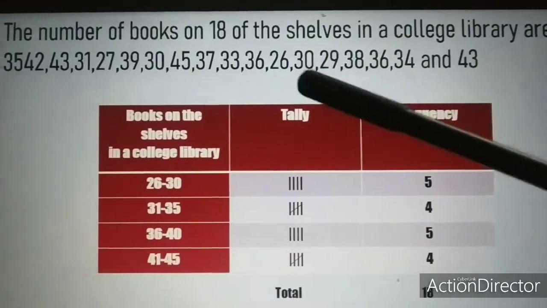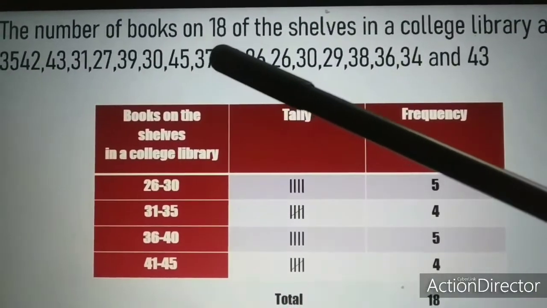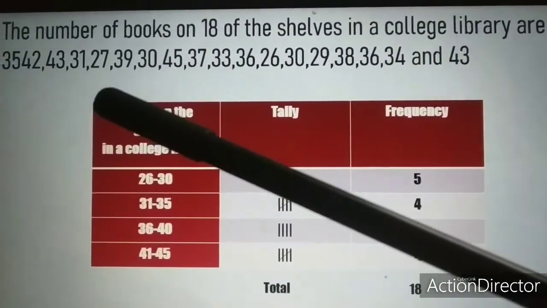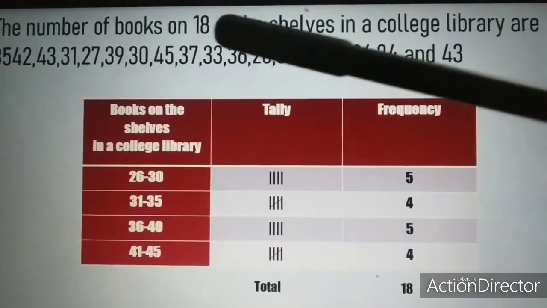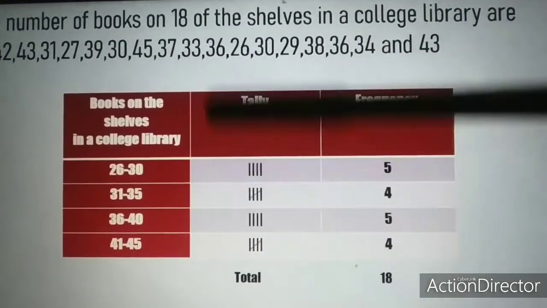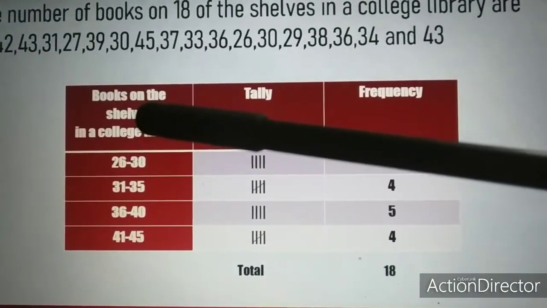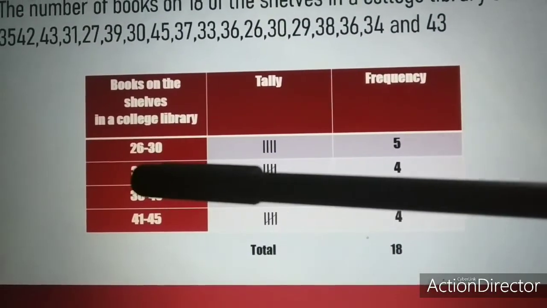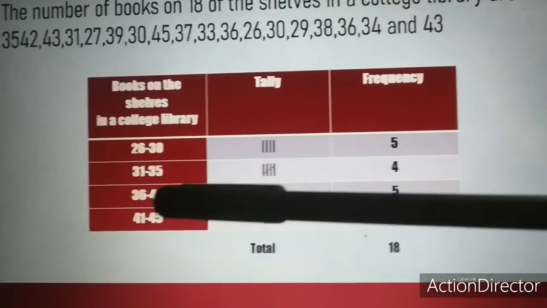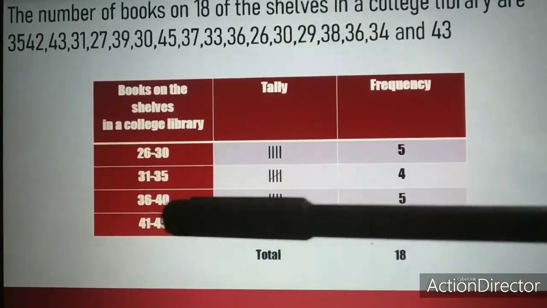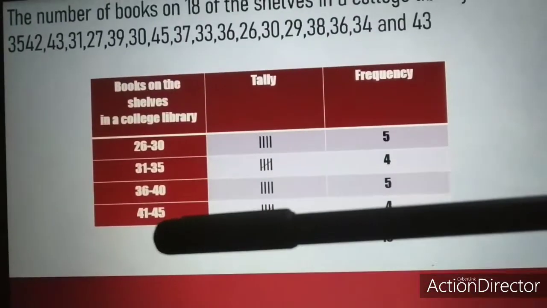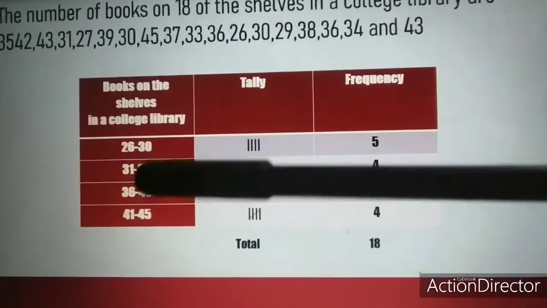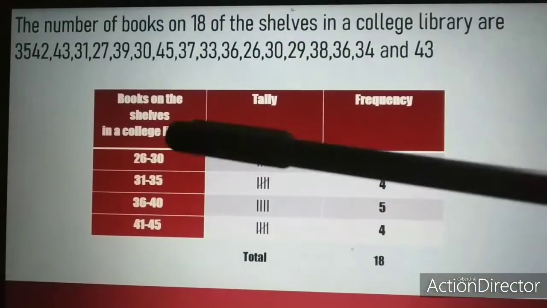This is one more sum of your exercise. The number of books on 18 of the shelves in a college library are 35, 42, 43, etc. You have to make tally marks over here. First make the column, books on the shelves in the college library. We are making groups over here as 26 to 30, 31 to 35, 36 to 40 and 41 to 45. Again in this sum the groups are already mentioned in the question, so we are going to make the same groups.